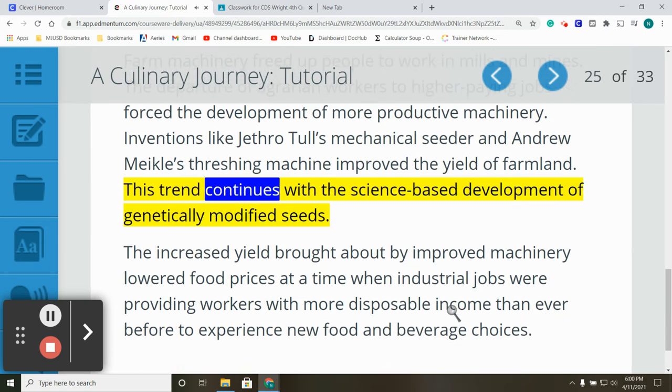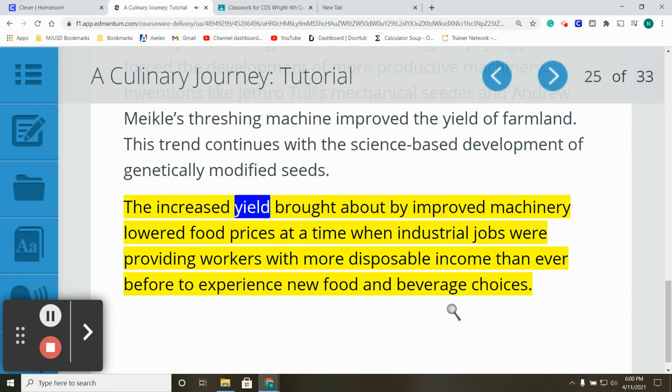This trend continues with the science-based development of genetically modified seeds. The increased yield brought about by improved machinery lowered food prices at a time when industrial jobs were providing workers with more disposable income than ever before to experience new food and beverage choices.